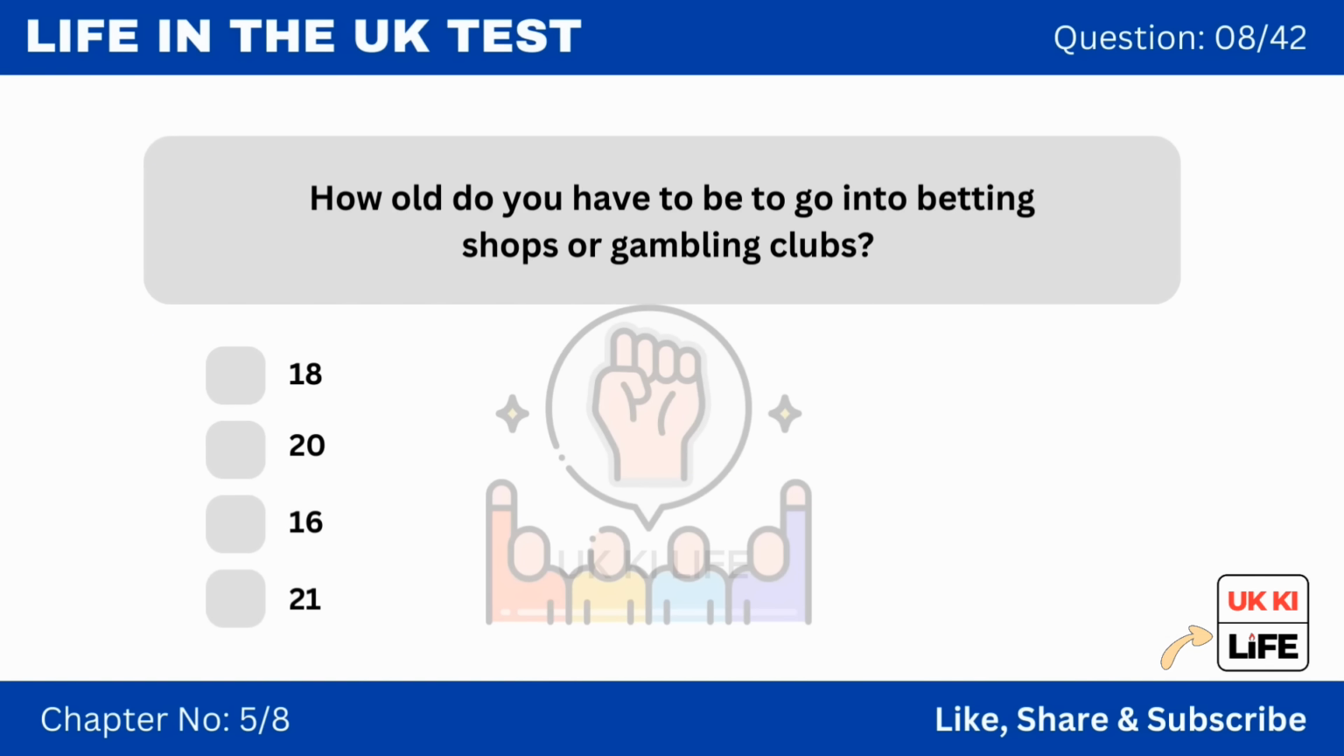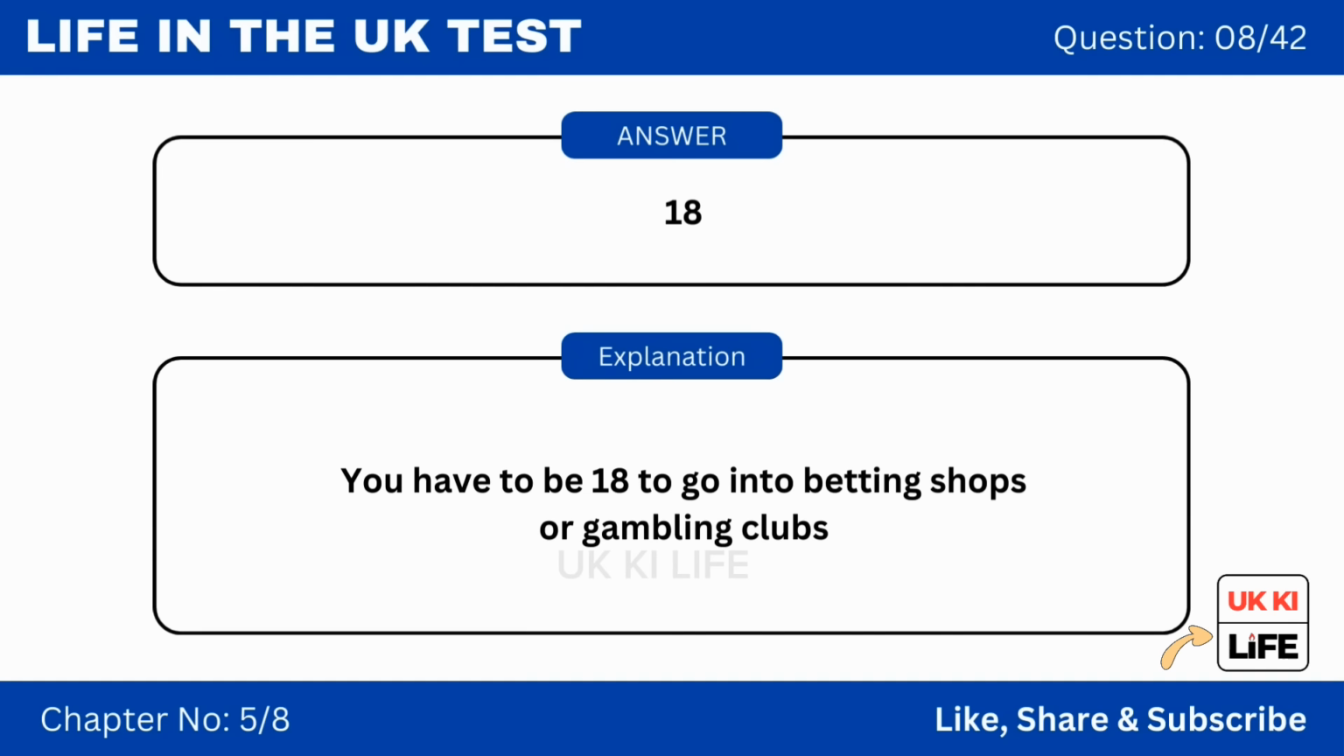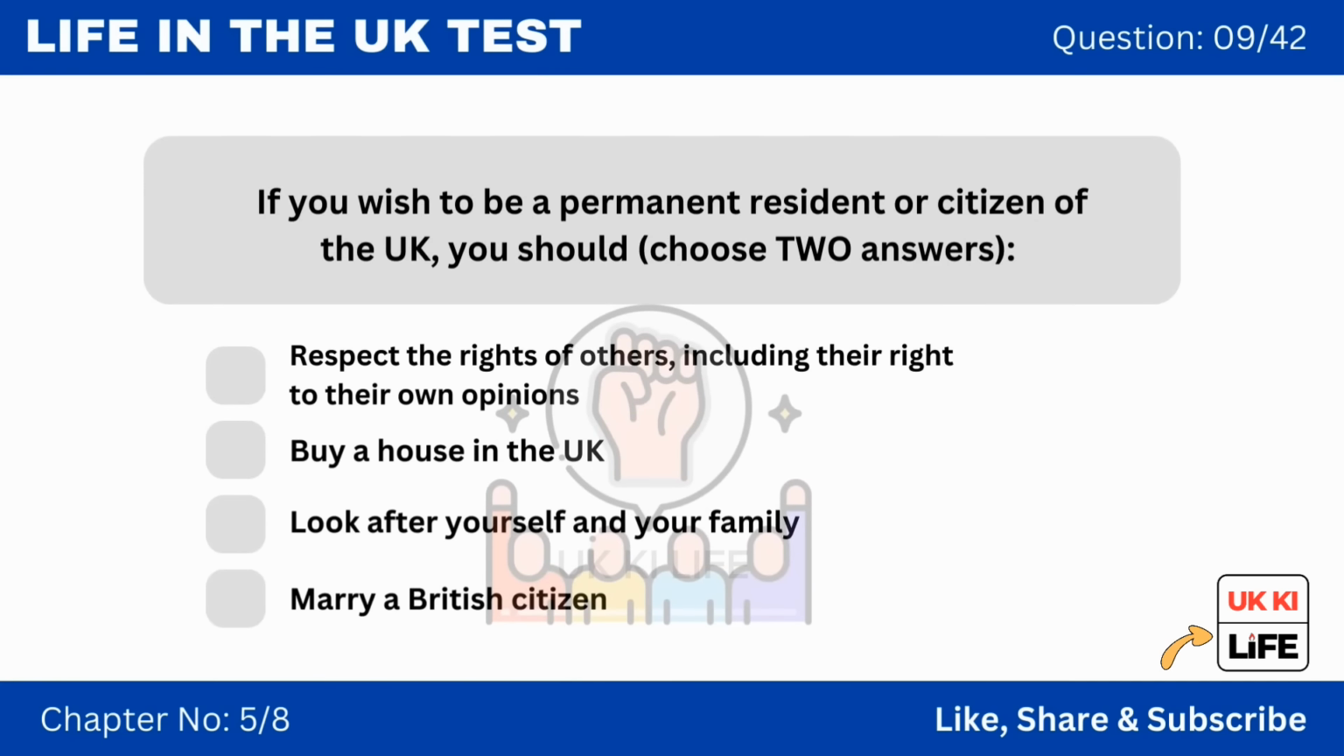The correct option is A. Explanation. You have to be 18 to go into betting shops or gambling clubs. Question 9. If you wish to be a permanent resident or citizen of the UK, you should choose 2 answers.